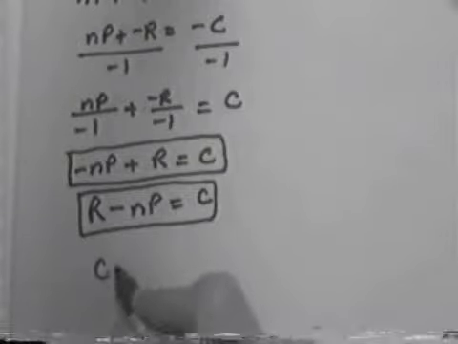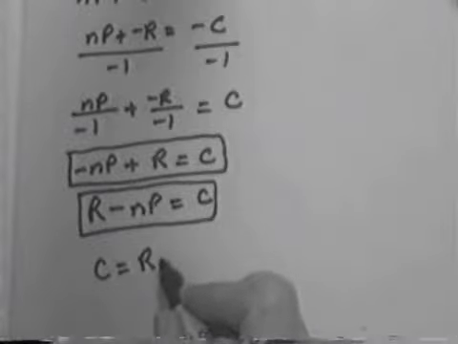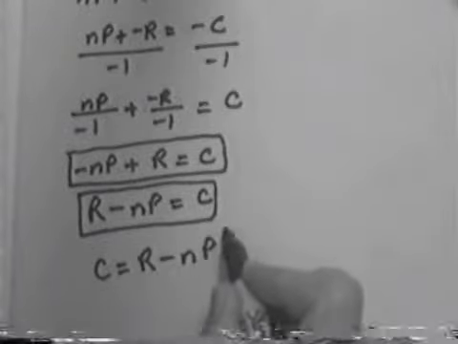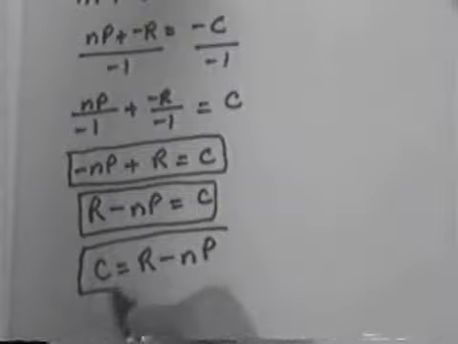And if you prefer to have the c on the left, you can swap sides and write c is equal to r subtract np. Any of these solutions is perfectly correct, and the one that you select is a matter of your choice, whatever you prefer.